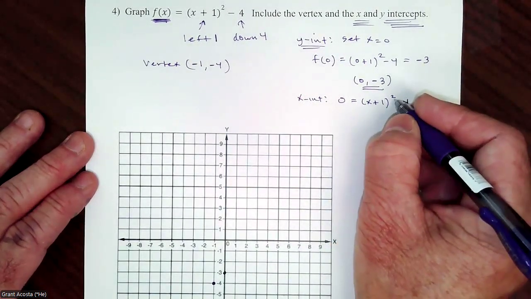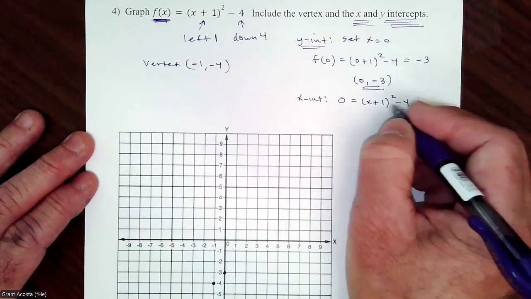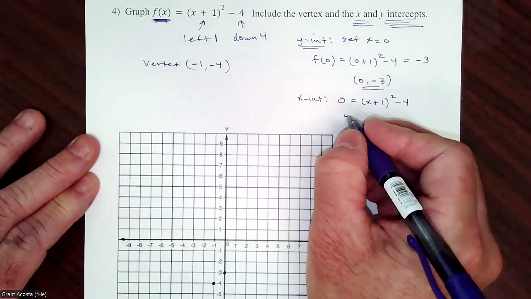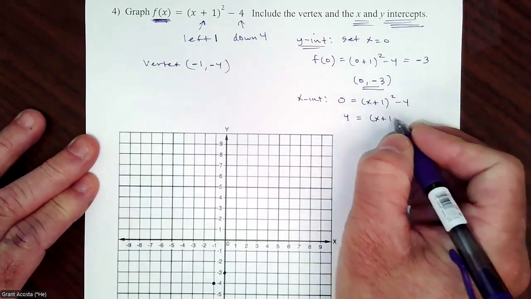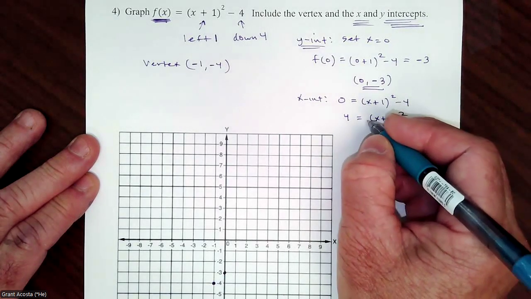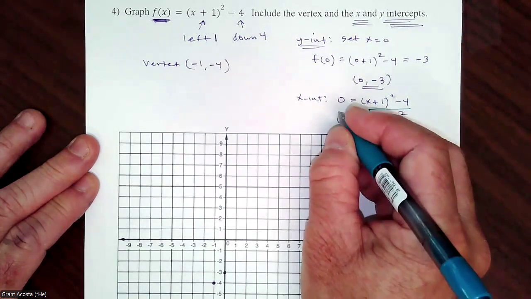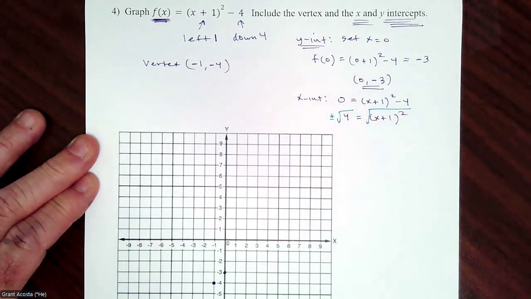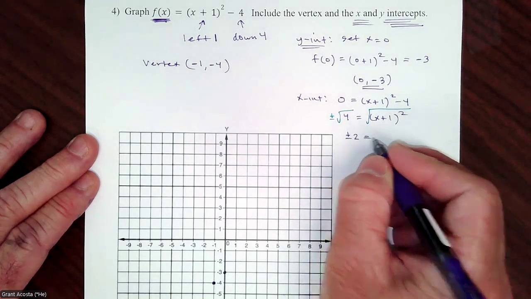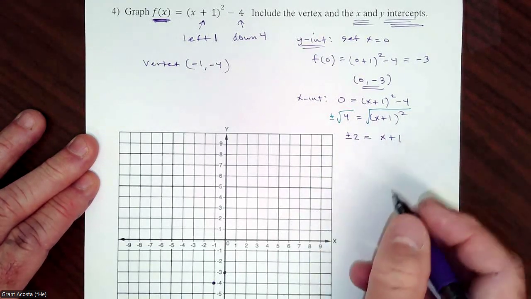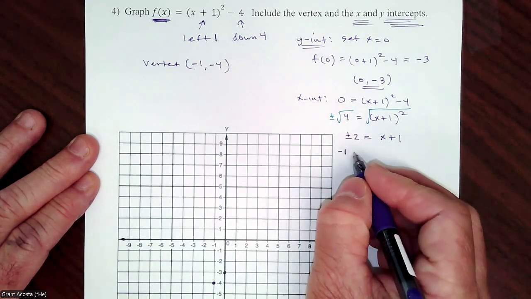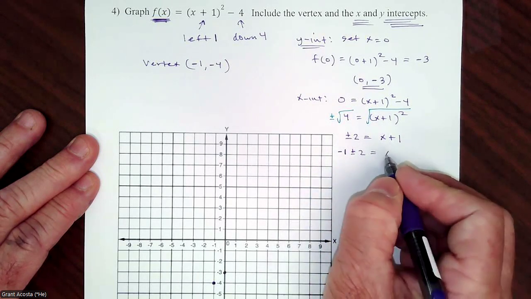Now, one way to solve it is to square this all out, subtract the 4, factor it. But another way we could do this is if I move the 4 over here to the left side, and using what we know about solving equations, if I take the square root of both sides, I have to remember to take plus or minus on the right side. So I get plus or minus 2 is equal to just x plus 1. If I subtract the 1, I'm going to put that right here. So I get negative 1 plus or minus 2 is equal to x.